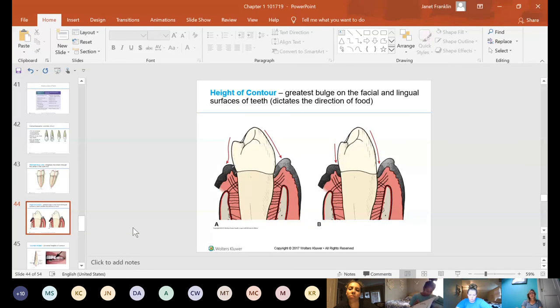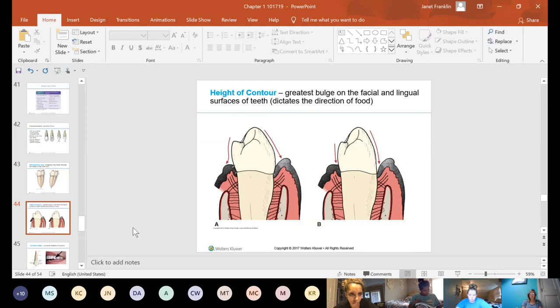There's something called height of contour. The height of contour is where the greatest bulge is on a tooth. As you can tell just from looking at and feeling your own teeth, they're not perfectly flat. They're sort of rounded. And different teeth like premolars and molars have their most rounded part in different locations. That is designed by nature to help guide food.